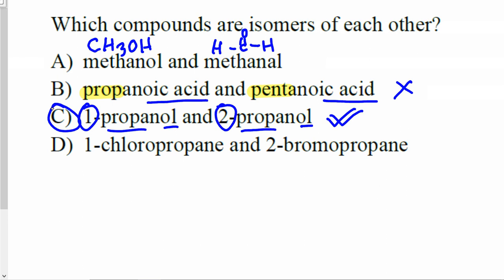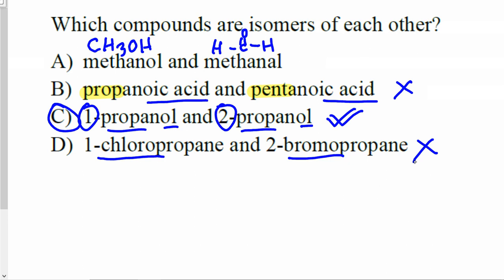If you look at the last one, chloro means chlorine, bromo means bromine. So that's two different elements. You cannot have isomers with two different atoms, and therefore that is also not a good option. The only tricky one is option A, and again, for option A, it's better if you know how to draw these compounds, and therefore you can select option C for your best possible answer.